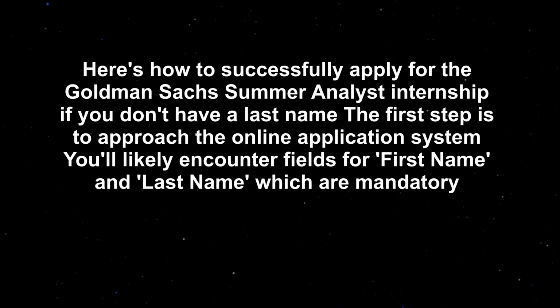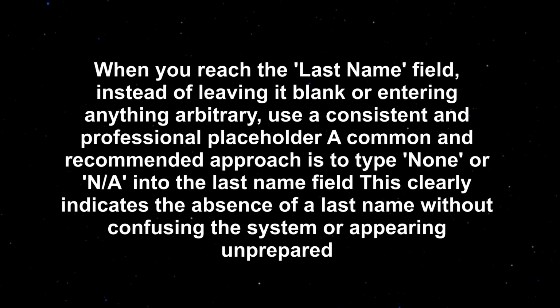If you don't have a last name, the first step is to approach the online application system. You'll likely encounter fields for first name and last name which are mandatory. When you reach the last name field, instead of leaving it blank or entering anything arbitrary, use a consistent and professional placeholder. A common and recommended approach is to type none or an A into the last name field. This clearly indicates the absence of a last name without confusing the system or appearing unprepared.